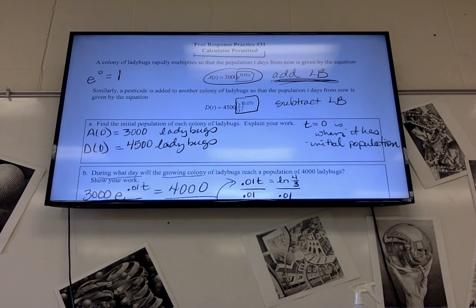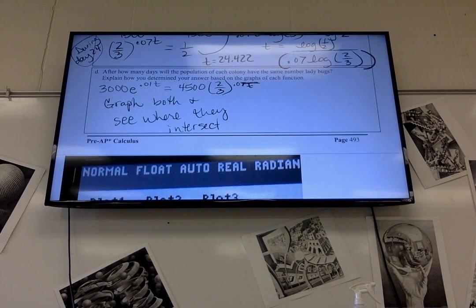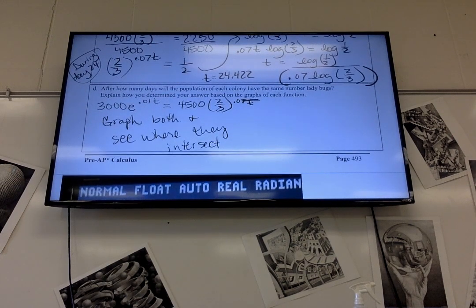So let me grab my calculator. So yesterday we had gotten to the very last part of this. And we were just going to graph both equations and see where they intersect.